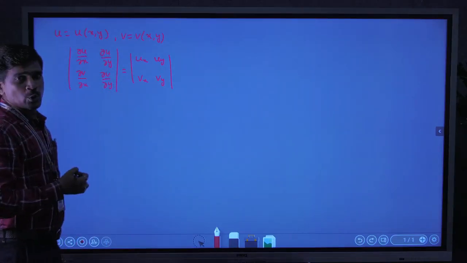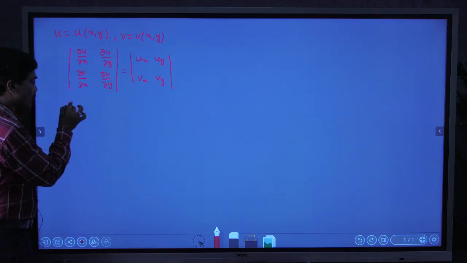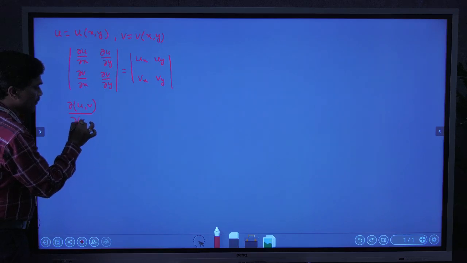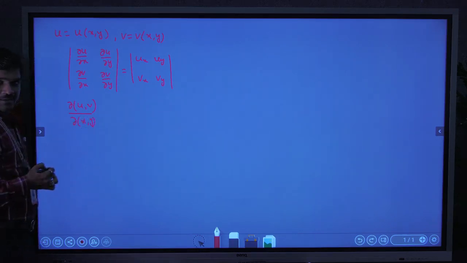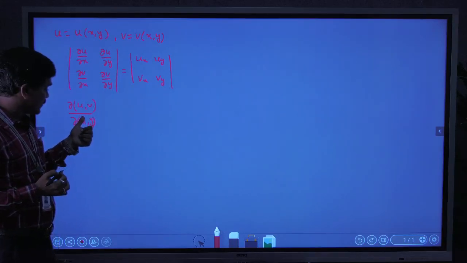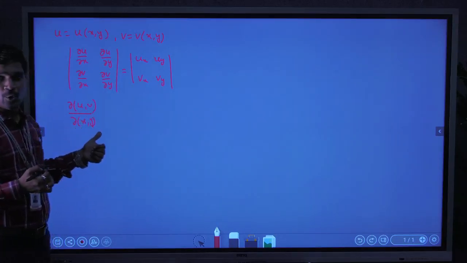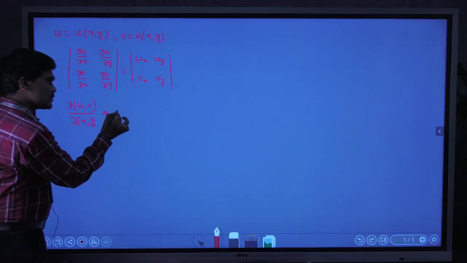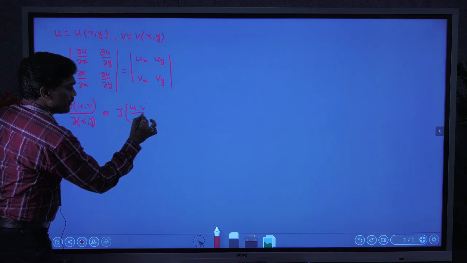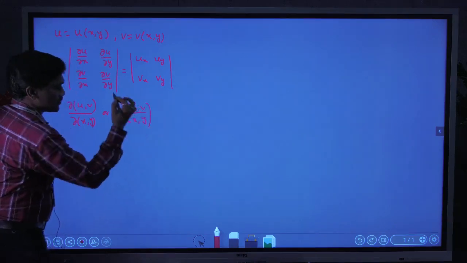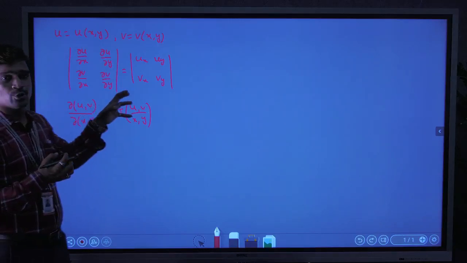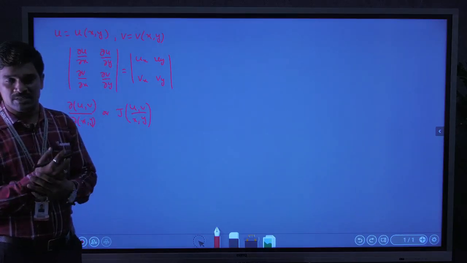It is denoted by ∂(u,v)/∂(x,y), right? So the determinant is called the Jacobian. The Jacobian is denoted by ∂(u,v)/∂(x,y), also written as J(u,v / x,y). So this is the Jacobian for two variables, right?